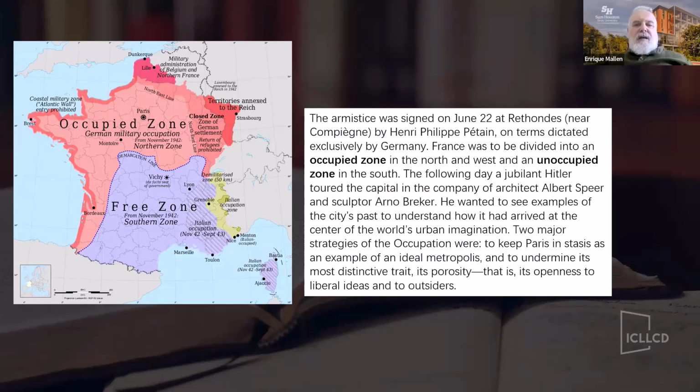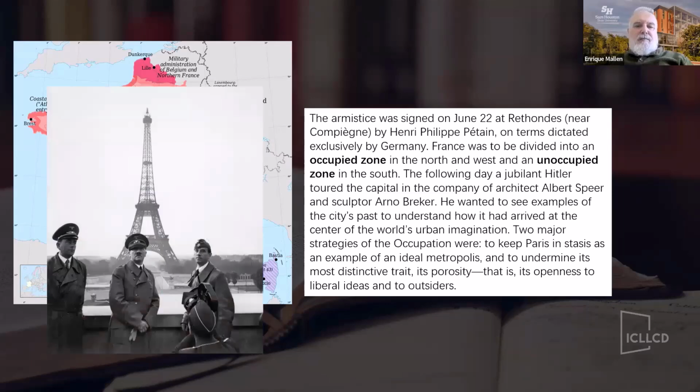near Compiègne by Pétain, on terms dictated exclusively by Germany. France was to be divided into an occupied zone, as you see in the map, in the north and west, and an unoccupied zone in the south. The following day, a jubilant Hitler toured the capital in the company of architect Albert Speer and sculptor Arno Breker.